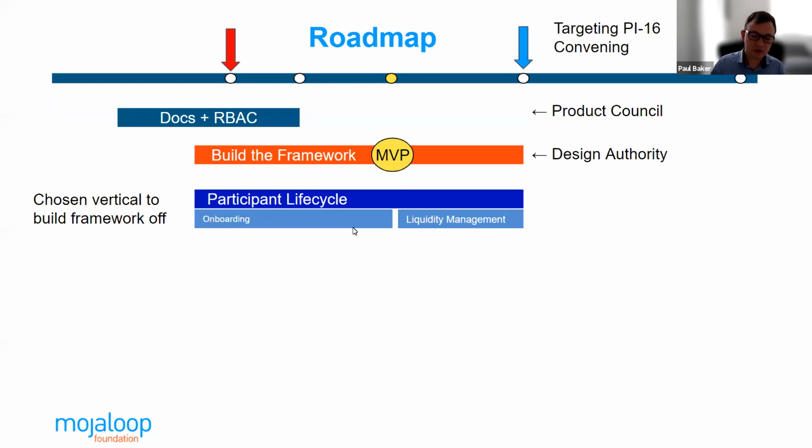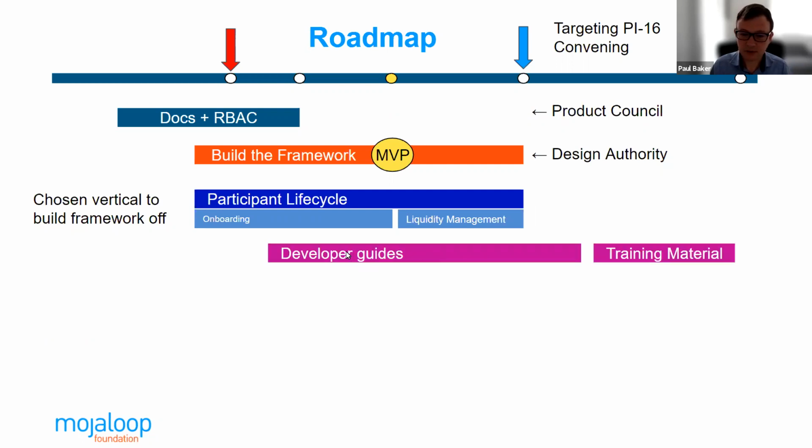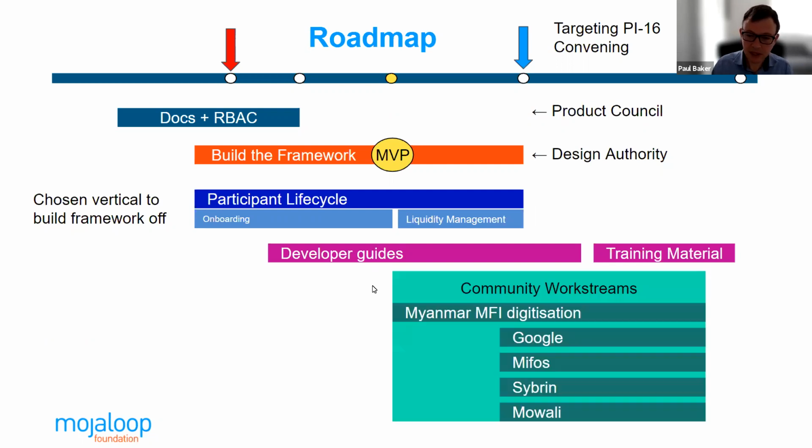The main reason why we chose that is there seems to be a bit of a gap in the community. We don't have to stick with that, but at the moment it makes the most sense to do that. Then the next part of this offering is going to be developer guides and training materials. It's obviously a key part because this is a community effort. And then community work streams.